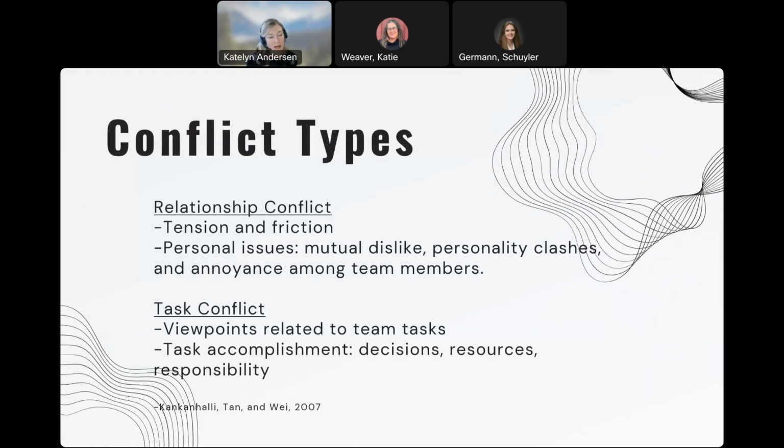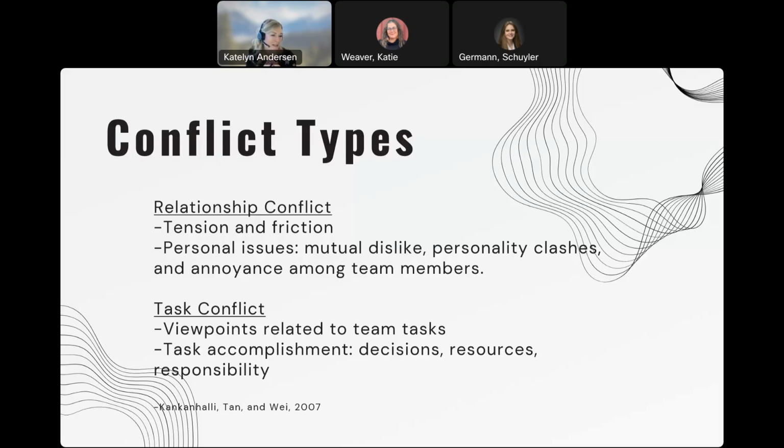So in work or in meetings where you're working together for a project, there are primarily two different conflict types. One is the relationship and one is the task conflict. Relationship conflict is tension and friction between two people, and it's usually looked at as personal issues of mutual dislike or personality clashes or annoyances among our team members. And task conflict is the viewpoint related to the team task, where decisions and resources and responsibilities all come into play of who's responsible for what.